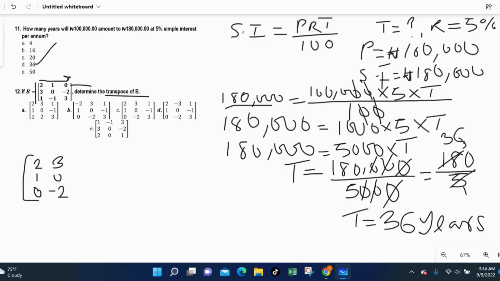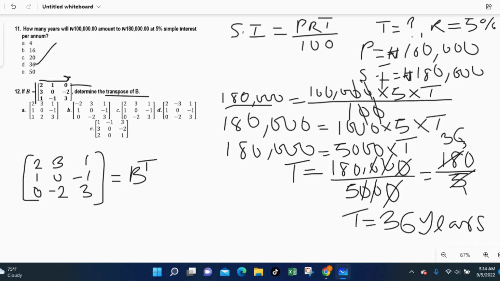The third row is 1, minus 1, and 3. Can you see it? Yes, we're going to change it to a column. So that will give us 1, minus 1, and 3. Now, can you see that? That is what we call the transpose of B, and it is represented by B raised to power T. Now, check the options we have there.